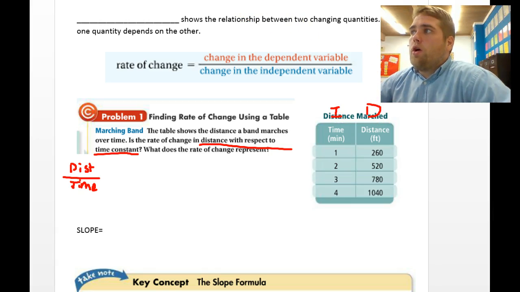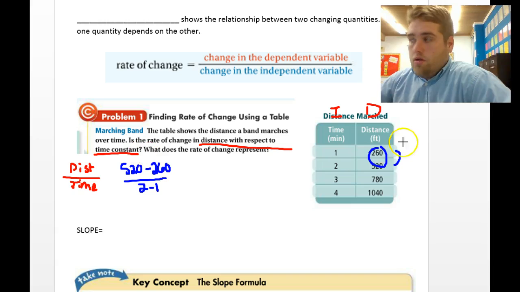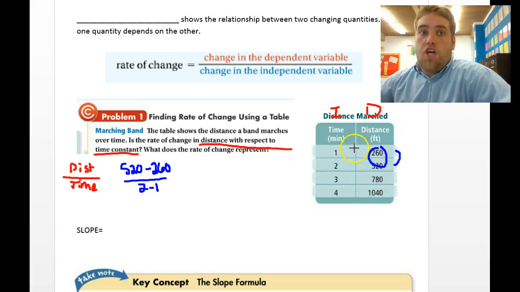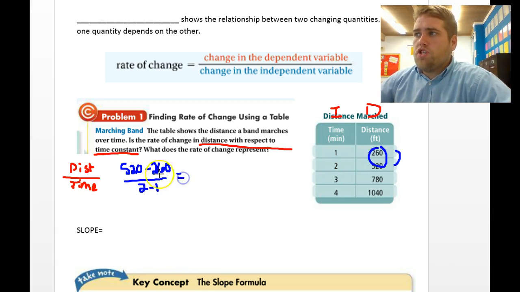Basically, all we're going to do is see if it's constant or not. We pick our first two numbers here. So it's 520 minus 260 over 2 minus 1. It's the change in our dependent variable, the change in y, over the change in x. As we plug that in, we get 260 over 1.